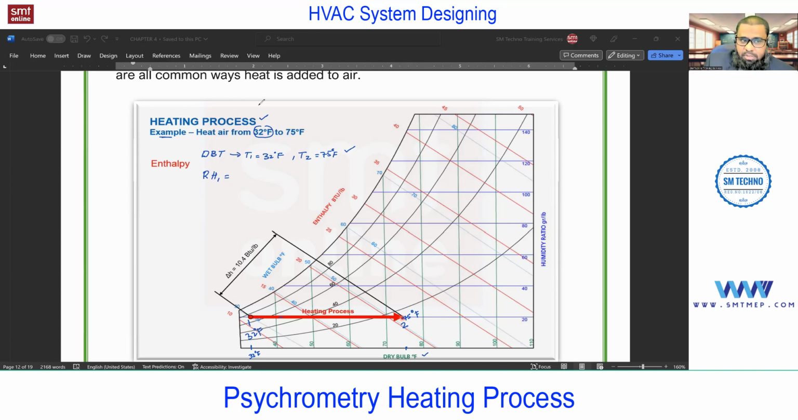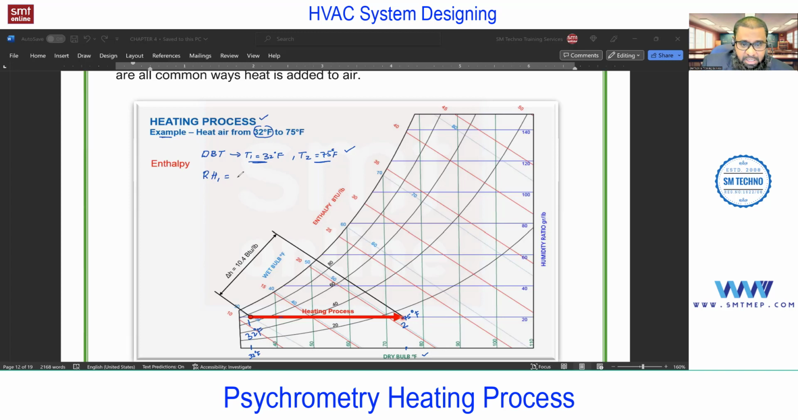So in this case, the process is a heating process, and it's sensible heating. Sensible heating means we are not adding moisture, just adding heat, and that is sensible heat. So the first parameter, temperature, we are increasing from 32 degrees Fahrenheit to 75 degrees Fahrenheit. As per the example, you can take any two temperatures. This is just an example.